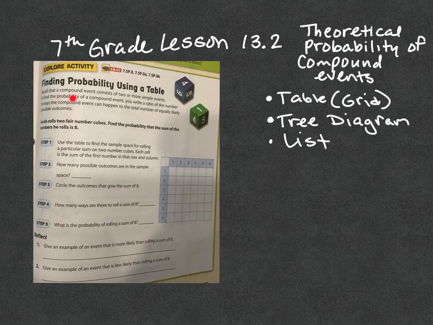So they remind us that a compound event, compound means more than one, consists of 2 or more simple events. To find the probability of a compound event, you write a ratio, a fraction, of the number of ways the compound event, that particular event, can happen over the total number of equally likely possible outcomes. So we write it as the same ratio as we've been doing for simple events. What are the chances it can happen over what are all of the possible outcomes, possibilities.